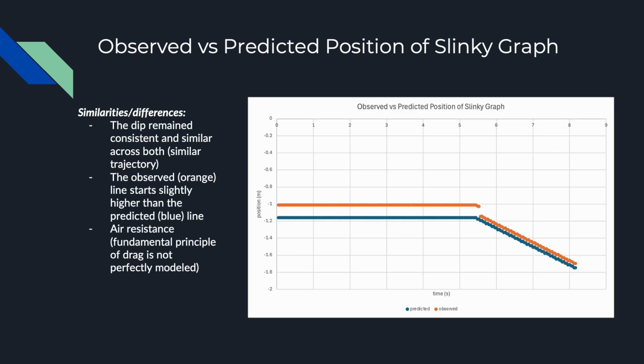For our results, we have the observed versus predicted position of the slinky graph. The orange line is the observed model and the blue line is the predicted model. Some similarities include similar trajectories and that the dip remained consistent across both lines. A difference is that the observed line, which is in orange, starts slightly higher than the blue line.